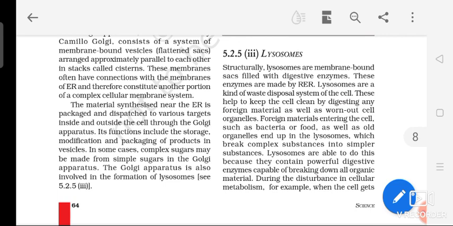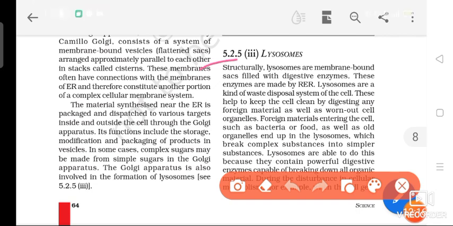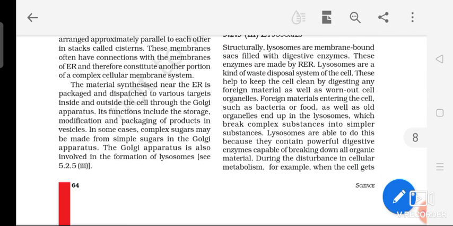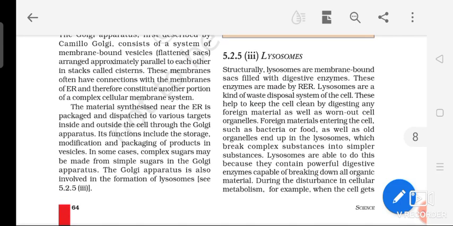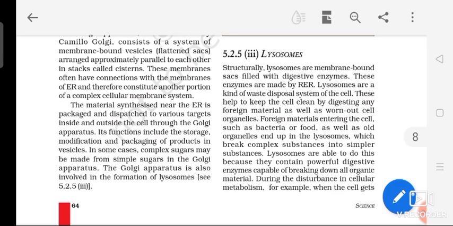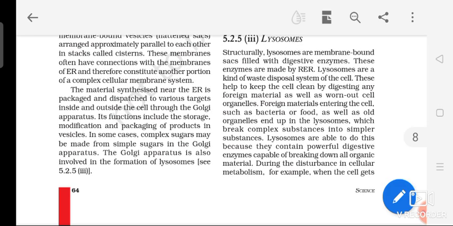Lysosomes are membrane bound sacs which are filled with digestive enzymes. This is the lysosome and it is filled with the digestive enzymes. The enzymes are made by the rough endoplasmic reticulum. Lysosomes are the waste disposal system of the cell. For example, if the cell doesn't require something, it is disposed of in the lysosome, and the lysosomal enzymes destroy it.